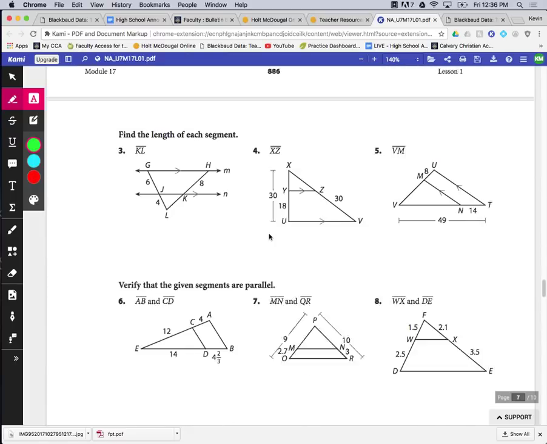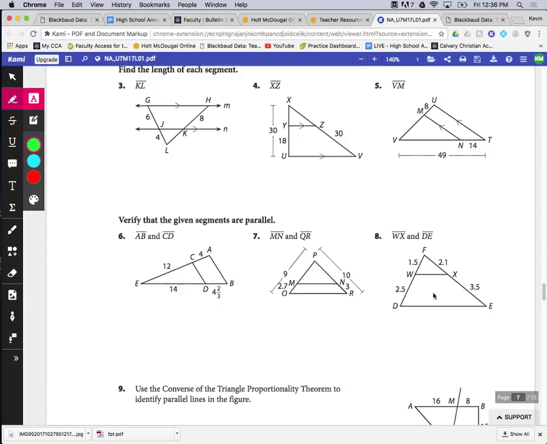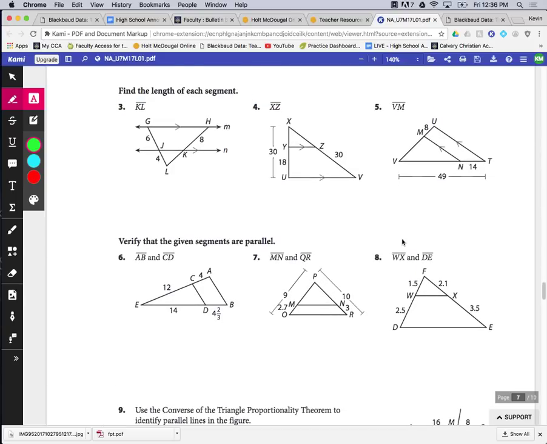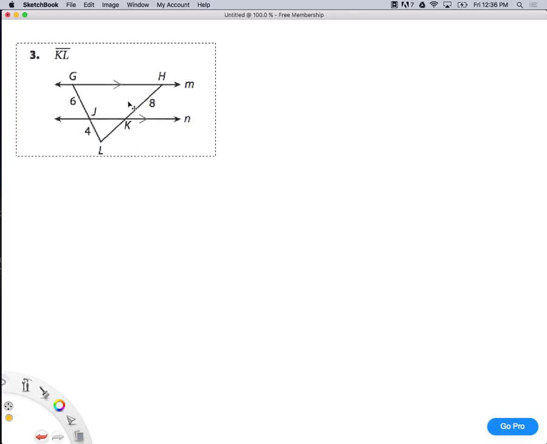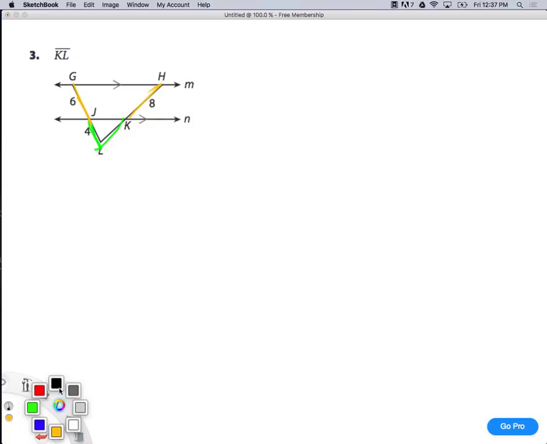Okay. So what could something like this look like? Well, it could look like this. It says find KL. So here you go. Green, green, yellow, yellow. Nice. Okay, so 4 over 6 is equal to KL over 8.